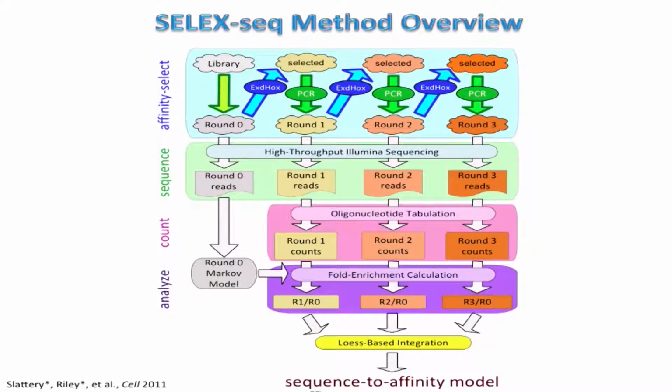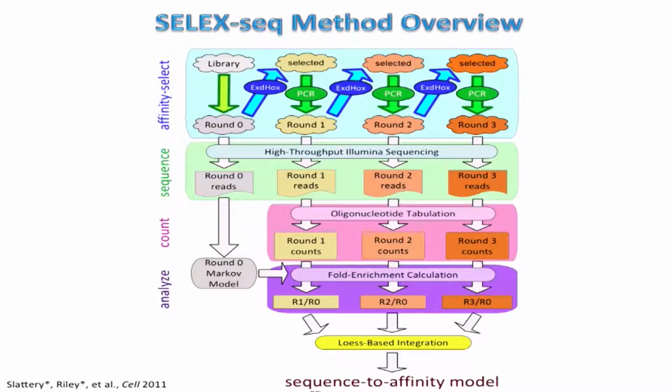So now we're ready to look at how we analyze this data. Here's the big method overview for SELEX-seq. This first top box is basically a cartoon characterization of the previous slide, of how the experiments are done. And now we're going to look at the data. Again, we do high throughput Illumina sequencing of the initial pool, as well as the output from each one of the rounds.